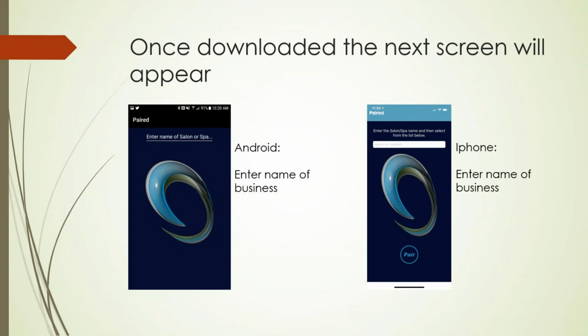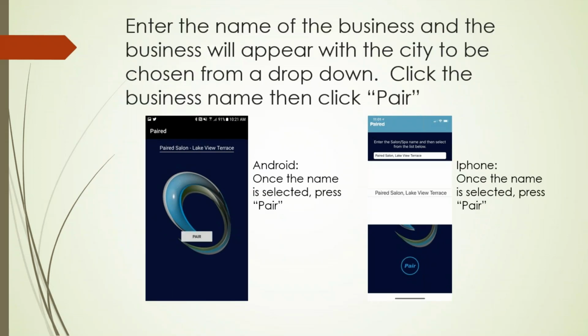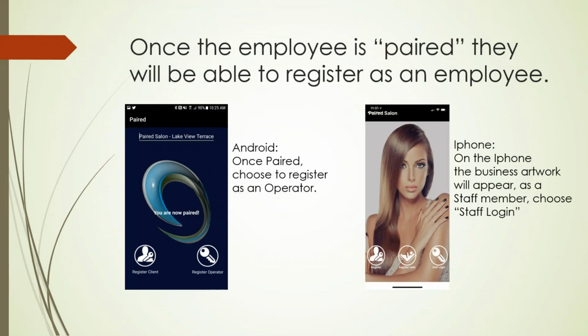Once downloaded and opened, they'll see this screen. On the left, they'll see the Droid screen. On the right, the iPhone screen, depending on what it is they're logging in with. They'll enter the name of your business, and after finding the name of your business, they'll press the Pair button. After pressing the Pair button, first it will tell them that they are now paired. It will then ask them to register.